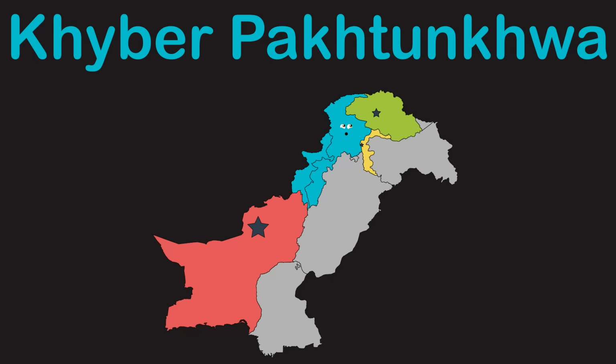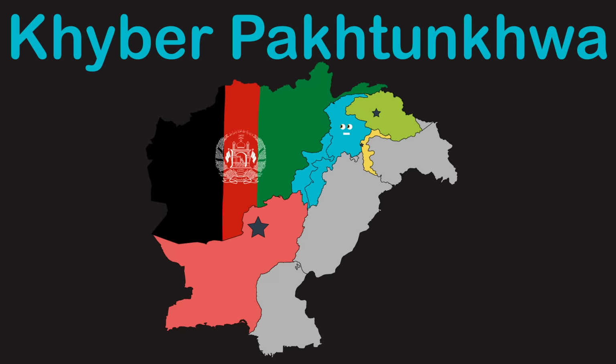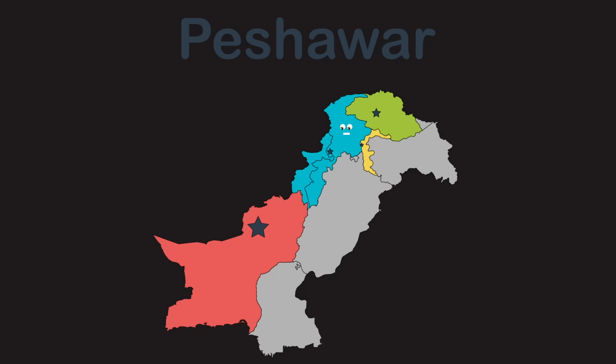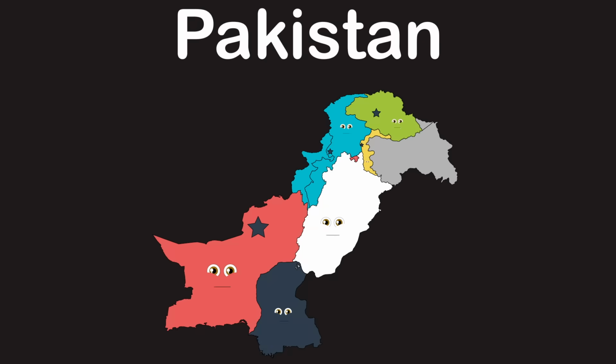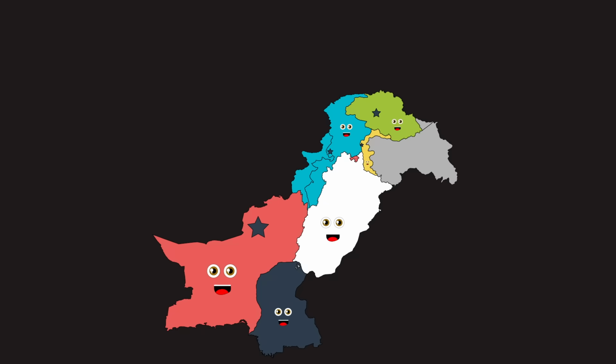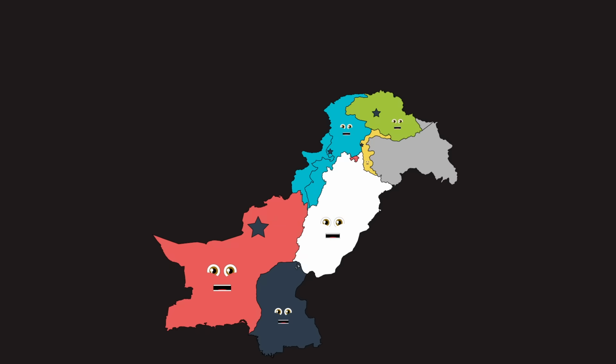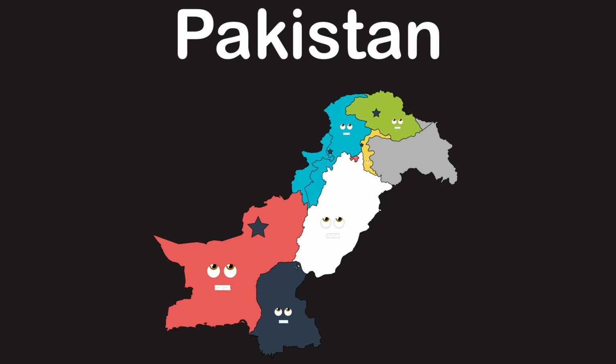Khyber Pakhtunkhwa, touching Afghanistan I'll share with ya. There's federally administered tribal areas. My capital is Peshawar. Let's make a plan to learn the land of our Pakistan, where the administrative units span. Come visit our country of Pakistan.